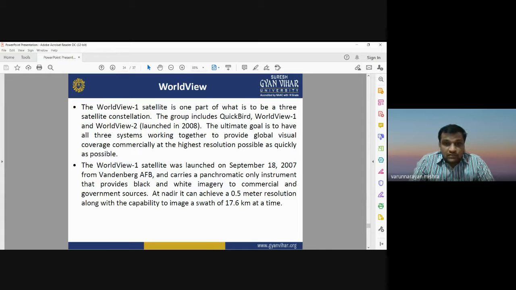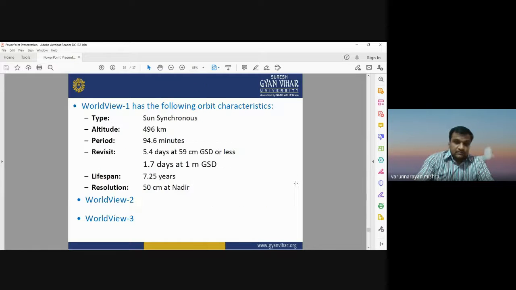So Worldview 1 satellite was launched on October 18th, 2007, and it carries only panchromatic sensor that provides black and white imagery to the commercial use, and it can provide you the spatial resolution of 0.5 meter at nadir, and its swath is around 17.6 kilometer. So by utilizing the Worldview 1 image, we can have the spatial resolution of 50 centimeter. It is having only the panchromatic sensor mounted on this satellite, and its swath width is around 17.6 kilometer.